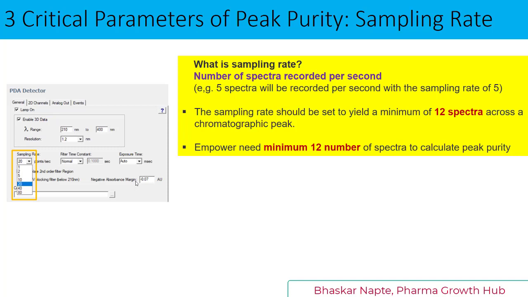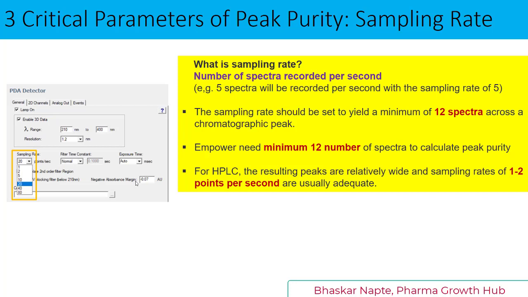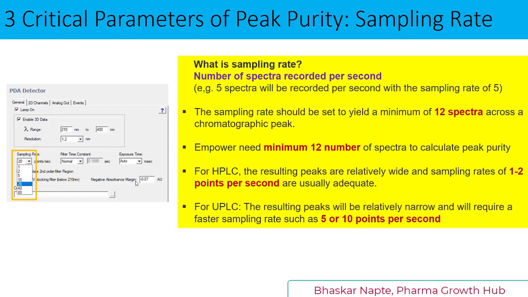And we are going to connect this information with the sampling rate. As far as HPLC analysis is concerned, the peaks are relatively wide, right? And hence the base of the peak is going to be much larger. For that reason, a sampling rate of 1 to 2 suffices the requirement because that will collect a sufficient number of spectra. In the case of UPLC, as the peaks are very sharp and the base of the peak is very thin, you probably need a faster sampling rate such as 5 or 10 points per second.